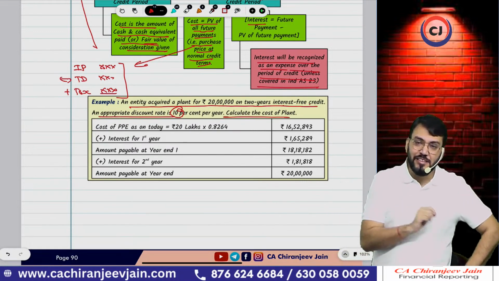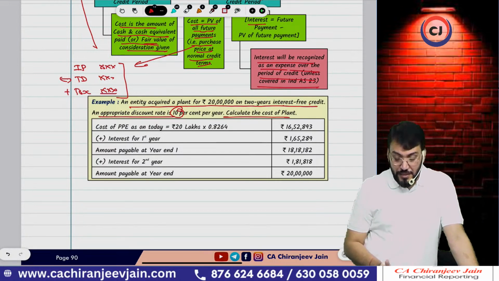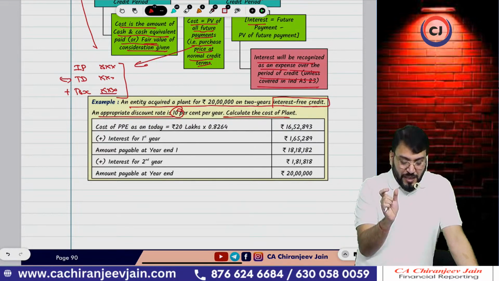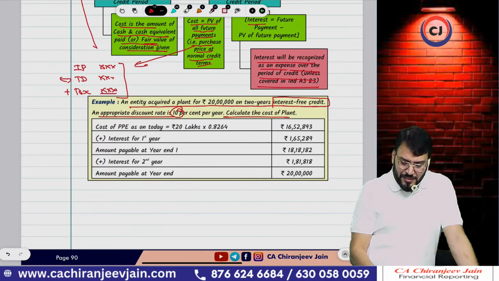My question to you all: in this case, will you calculate present value? Yes, they have given interest free credit. It means the cost price will be equal to present value of 20 lakh. Present value 20 lakh. Means this is nonsense.